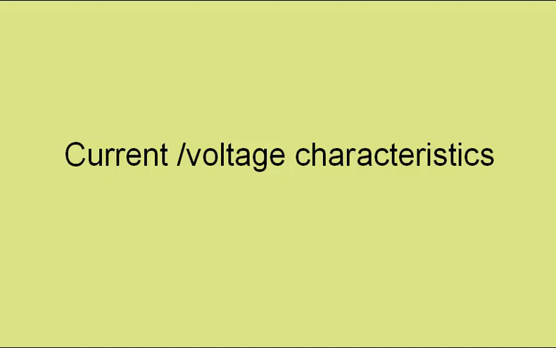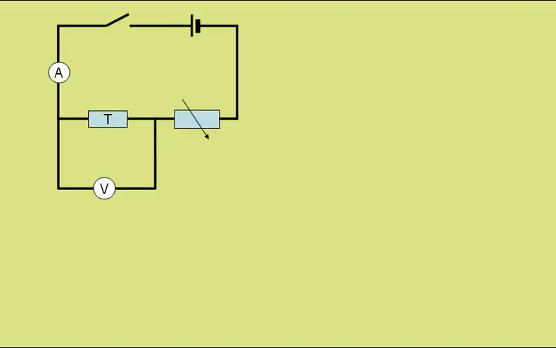Current against voltage characteristics. To find how the current varies for a changing potential difference for different electrical components, we could use a circuit like this, where we have the component under test, which I've given this symbol, in series with a variable resistor. We also have an ammeter in series to measure the current, and a voltmeter across the component. These could of course be replaced by sensors connected up to a data logger.